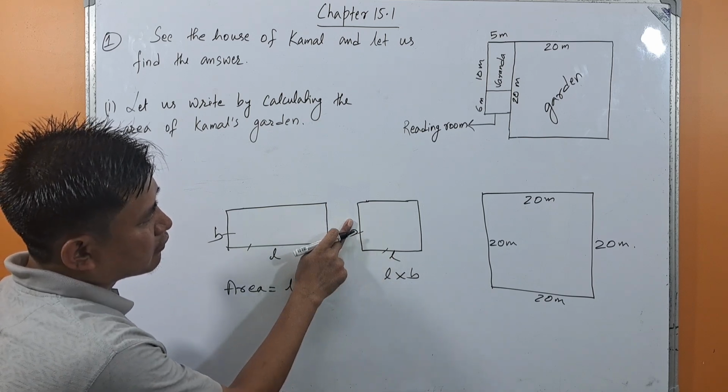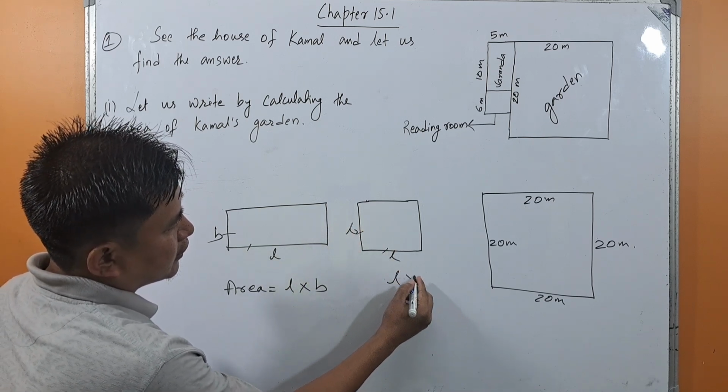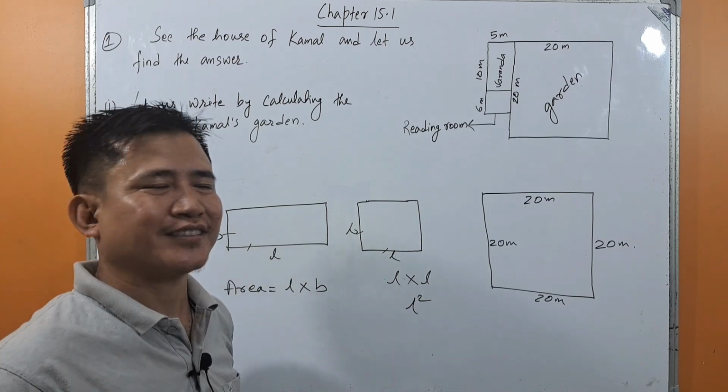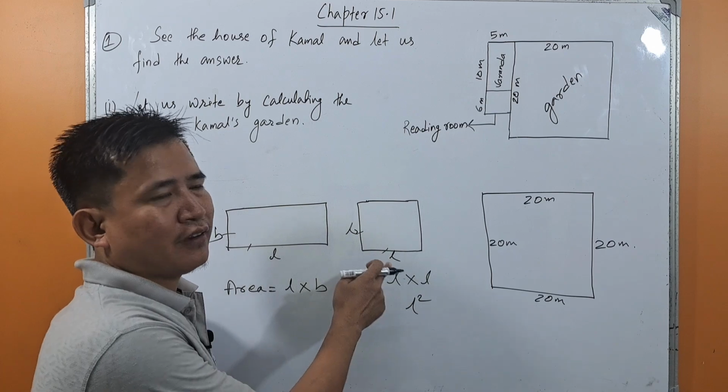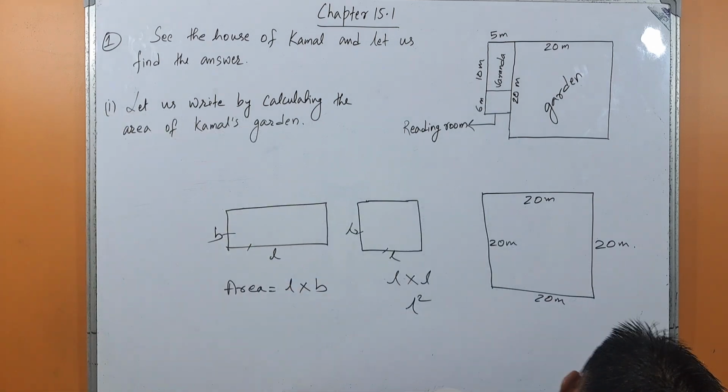If the sides are equal, then we say L into L, L square. In case of a square, we usually say side square, isn't it? Because sides are equal, so side into side is side square. Now let us find the area of Kamal's garden.